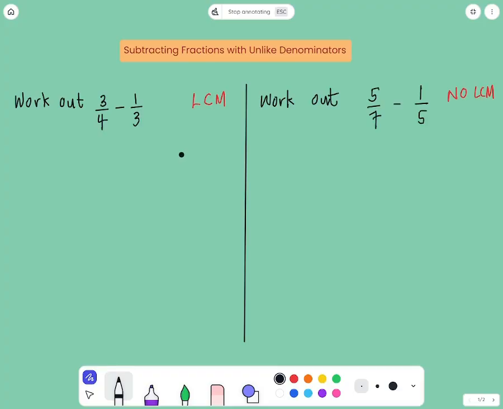Hi, today we are going to talk about subtracting fractions with unlike denominators.